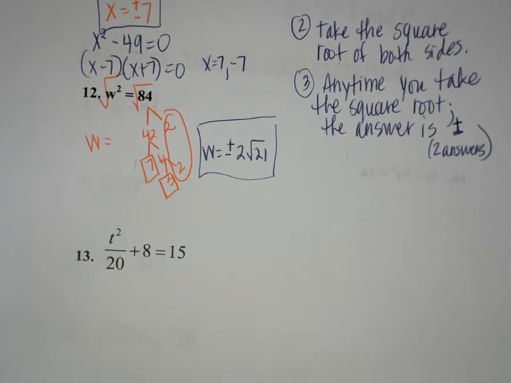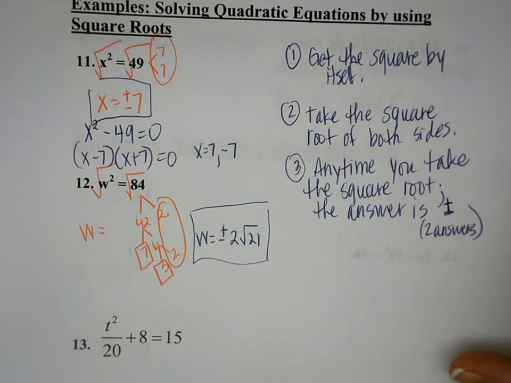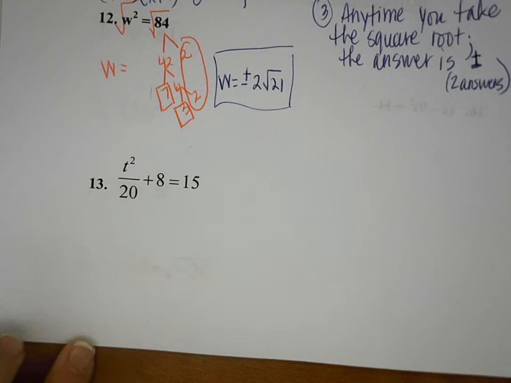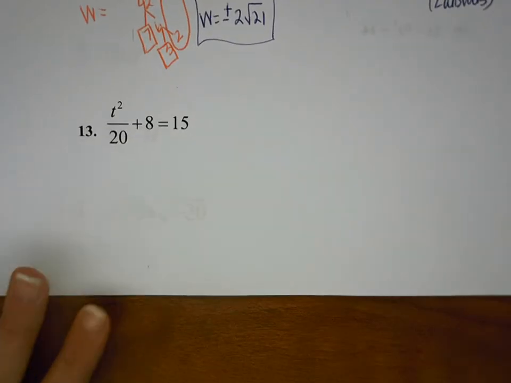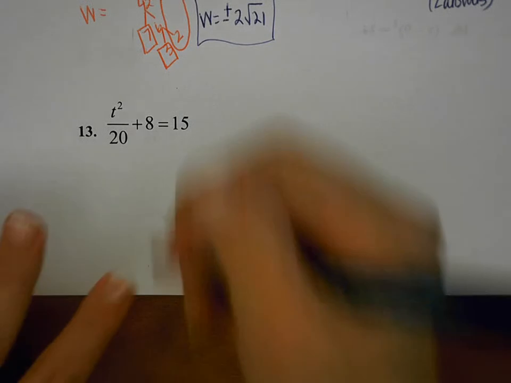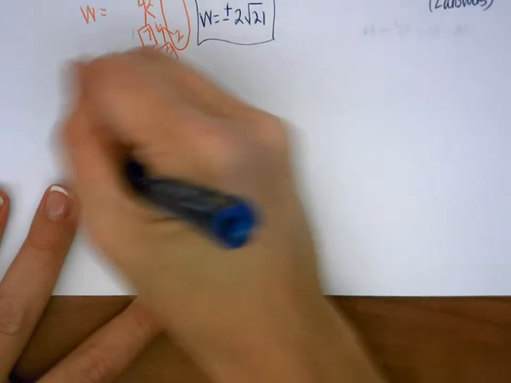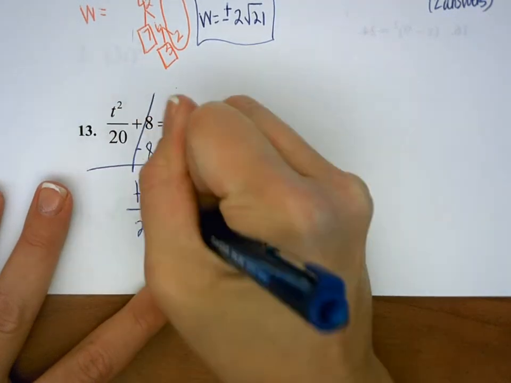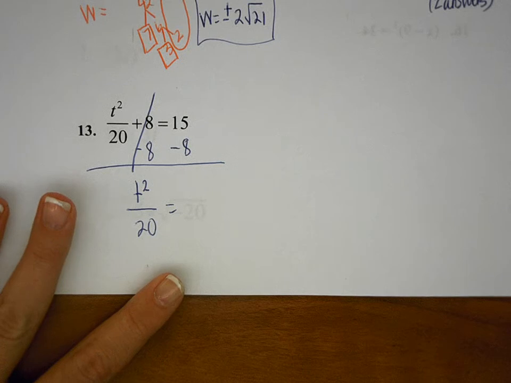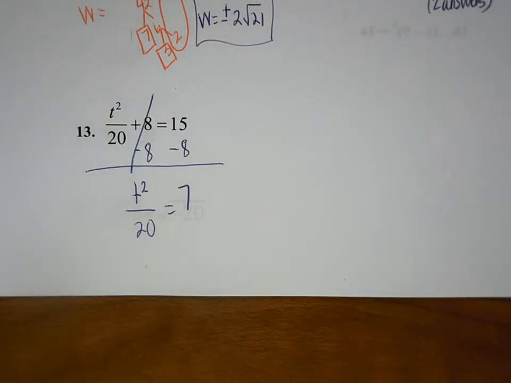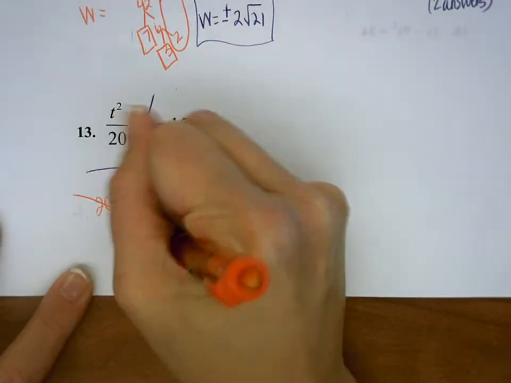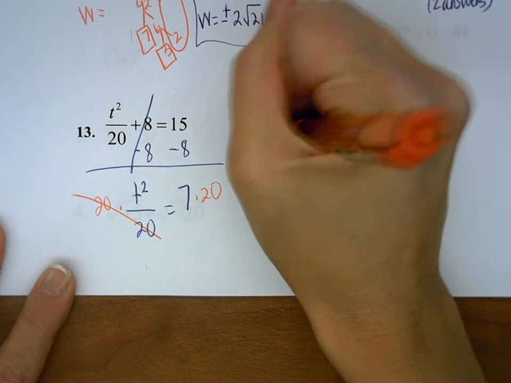So going back to our first step, we need to get the square by itself. So on 13, the square is not by itself. What am I going to do in order to get the square by itself? Very good. Subtract 8 is correct. Or you could have got rid of your fractions. That would also work. So we have t squared over 20 equals, and 15 minus 8 is 7. Now how do I get rid of the 20 in the denominator? We're going to multiply both sides by 20. So that cancels those out, and we get t squared equals 140.